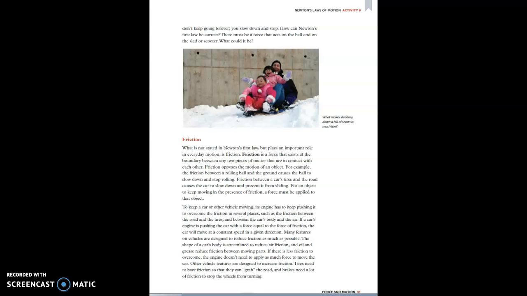Many features on vehicles are designed to reduce friction as much as possible. The shape of a car's body is streamlined to reduce air friction. Oil and grease reduce friction between moving parts. If there's less friction to overcome, the engine doesn't need to apply as much force to move the car. Other vehicle features are designed to increase friction. Tires need to have friction so they can grab the road, and brakes need a lot of friction to stop the wheels from turning.